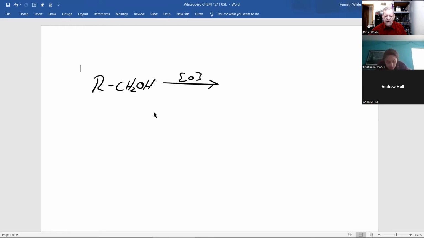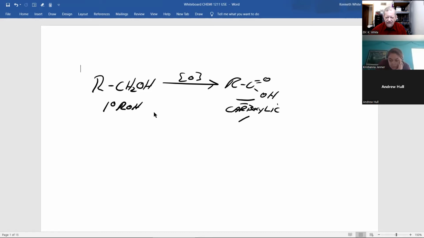Remember, O in brackets means oxidation reagent, which I'm not asking you to learn the specific ones. But if you take a primary alcohol and oxidize it, you'll get a carboxylic acid. And I'll show why you can also get the aldehyde in a little while. But anyways, if you really oxidize heavily a primary alcohol, you'll get a carboxylic acid. So let's take this for a spin.